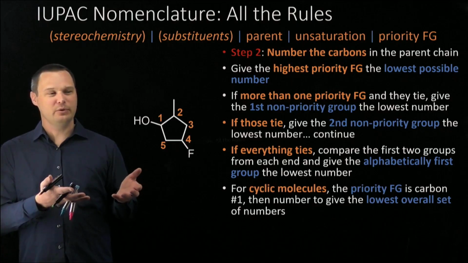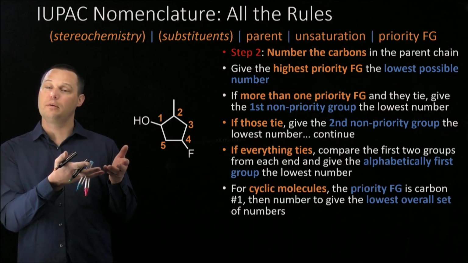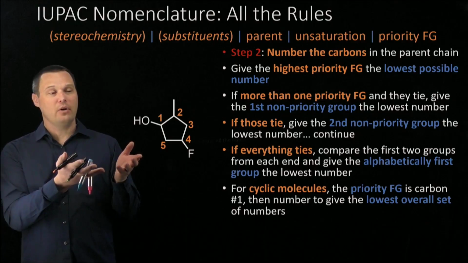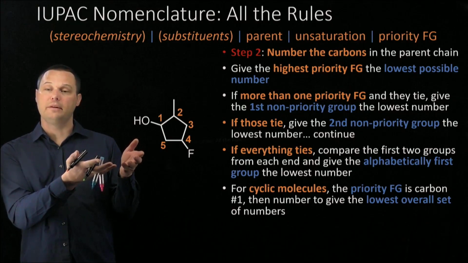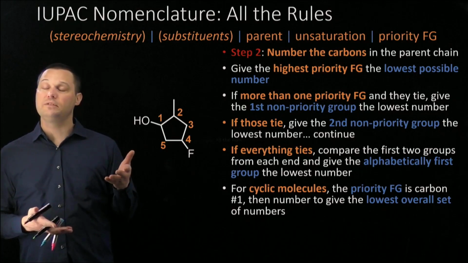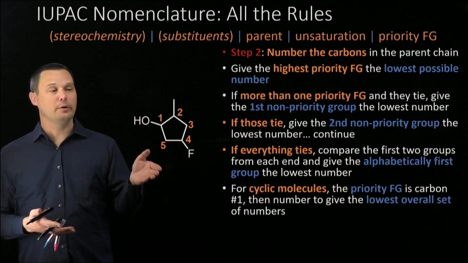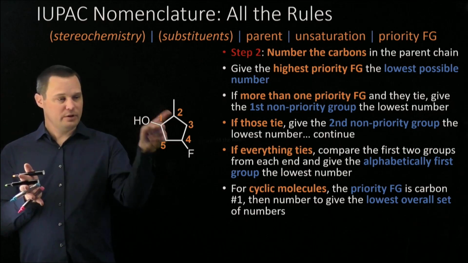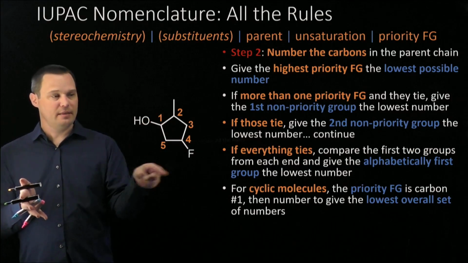Finally, for cyclic molecules, we give the highest priority functional group carbon number 1, and we number around the ring to give the lowest overall set of numbers. Here, the alcohol is highest priority, so it gets carbon number 1 by default. Numbering clockwise around the ring gives us substituents at carbons 1, 2, and 4. Had we numbered counterclockwise, the substituents would have been at 1, 3, and 5. And the set 1, 2, and 4 is a lower overall set than 1, 3, and 5.